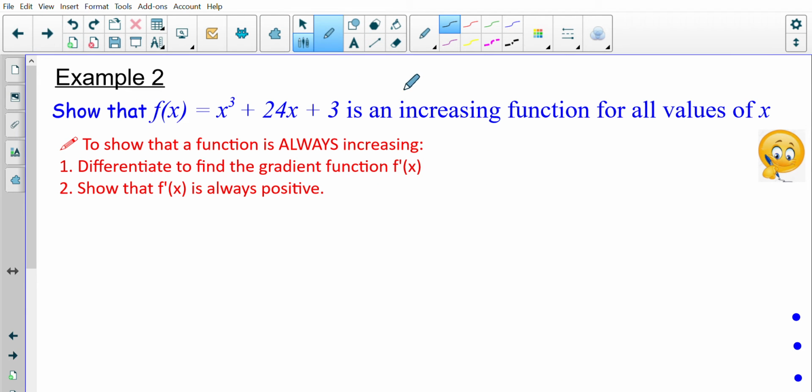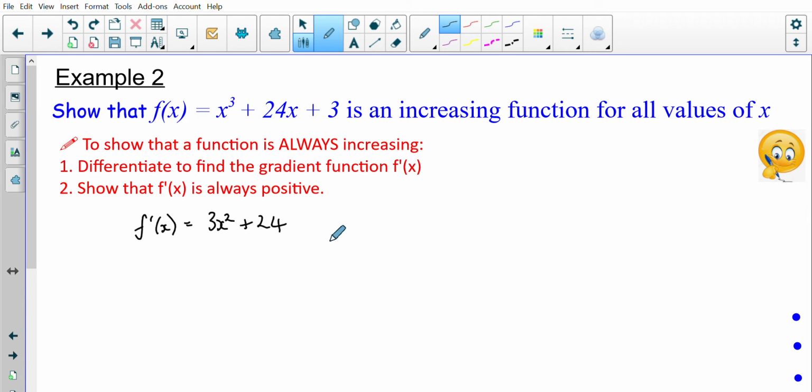Okay, let's have a look at another example. This time we want to show that x cubed plus 24x plus 3 is an increasing function for all values of x. In order to do this, we're going to find the gradient function, and what we want to do is to show that the gradient function is always greater than 0, always positive. So let's differentiate first to find the gradient function, giving us 3x squared plus 24.